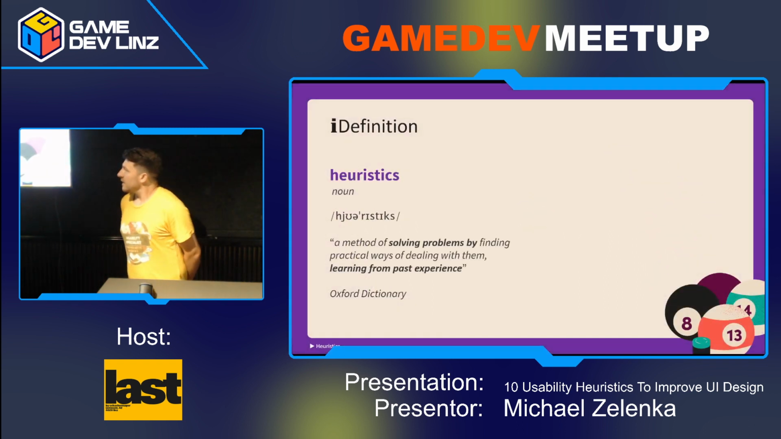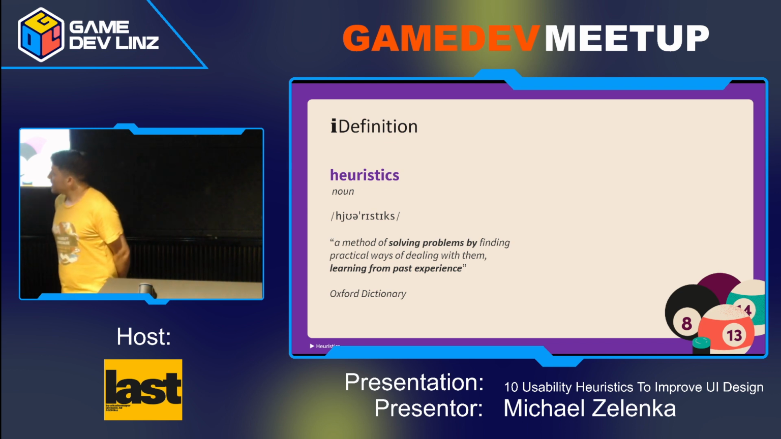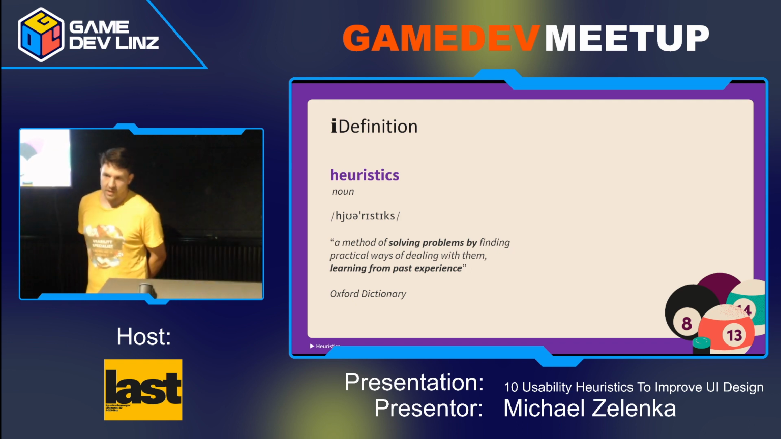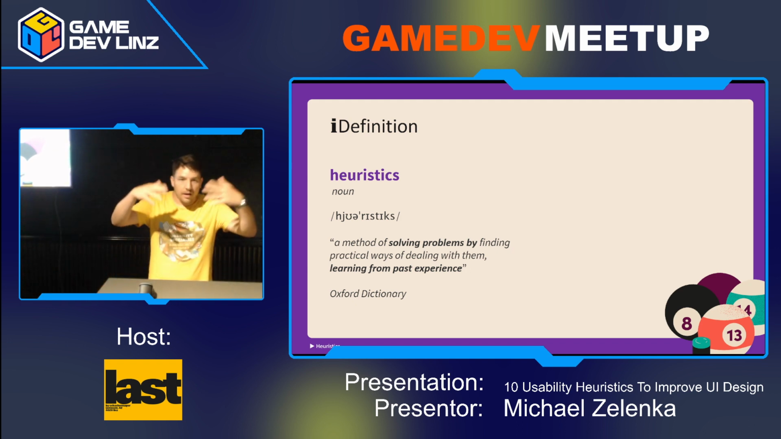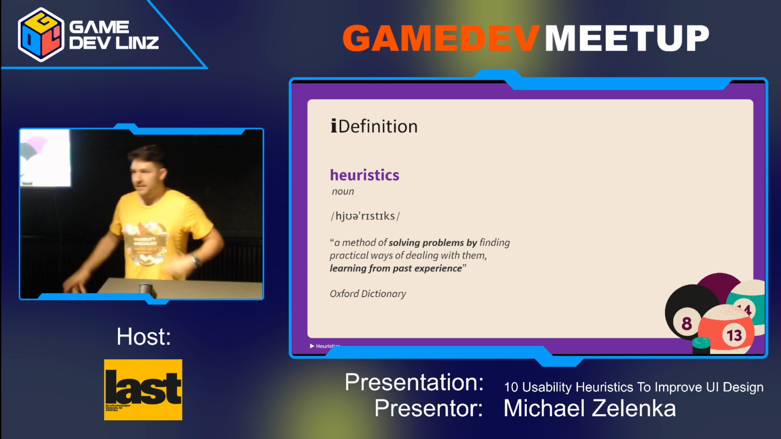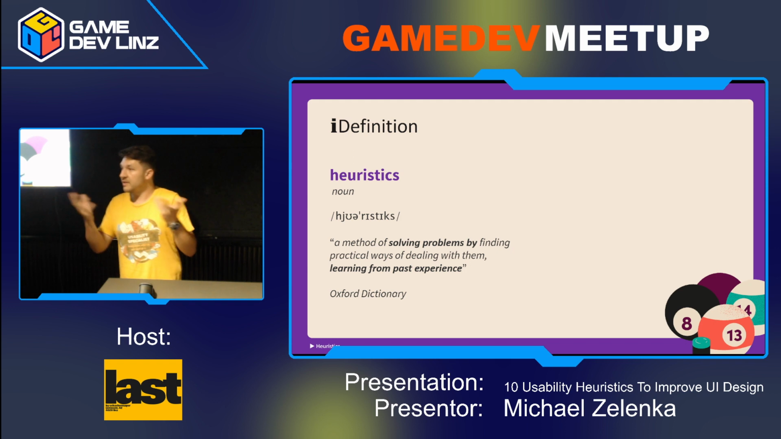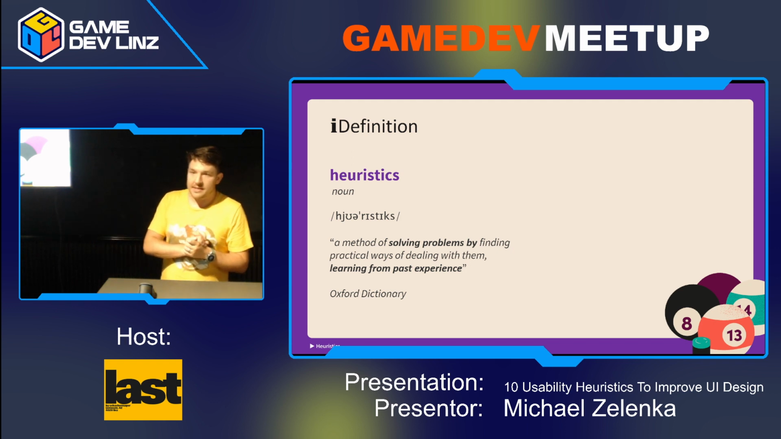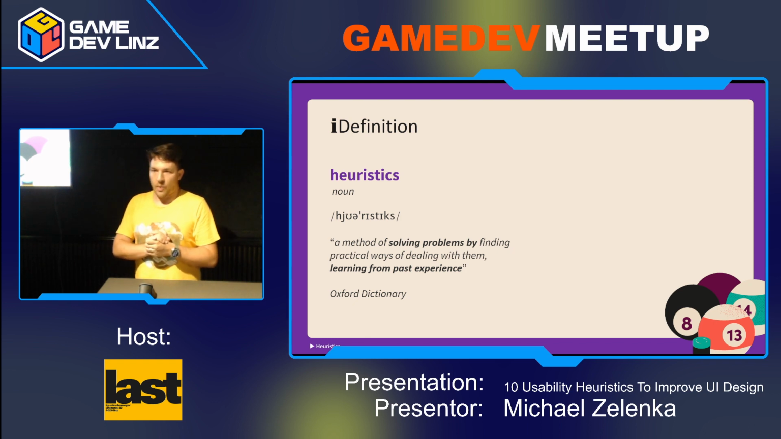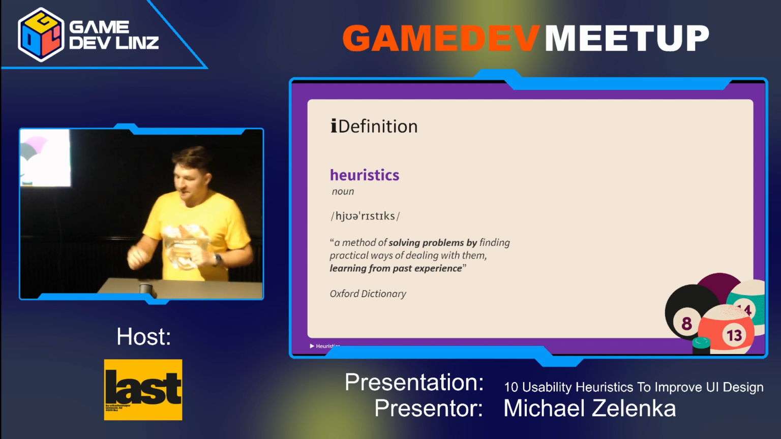Heuristics are a method of solving problems by finding practical ways of dealing with them, learning from past experience. So in the world there are a lot of game devs who already met a lot of problems or did a lot of playtests, and there are heuristics where you can make sure that if you meet those heuristics, your game will be quite good.